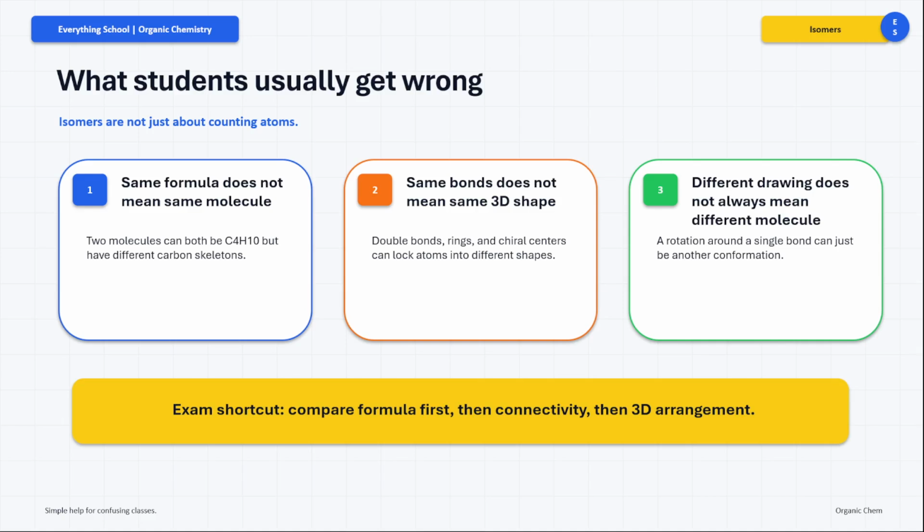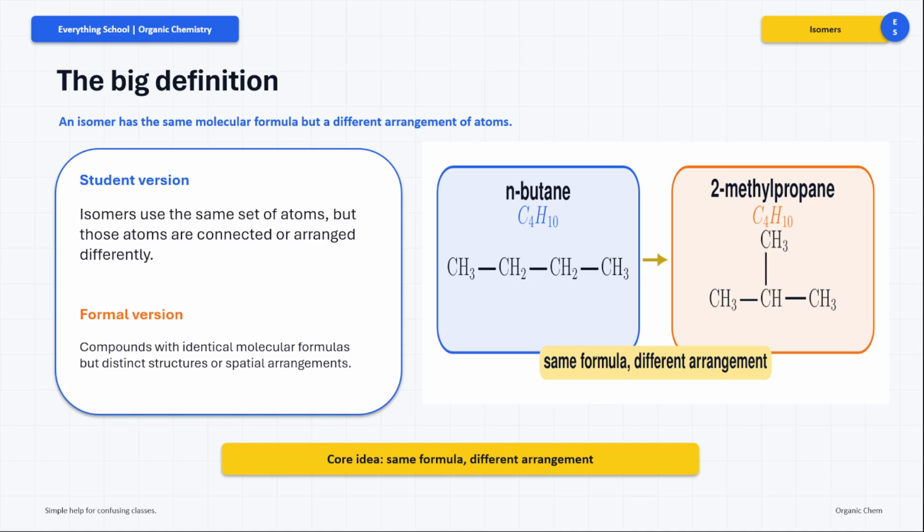For example, C4H10 tells you there are 4 carbon atoms and 10 hydrogen atoms. But those atoms can be arranged as a straight chain or as a branch chain. Same formula, different structure, different molecule. That is the key idea.